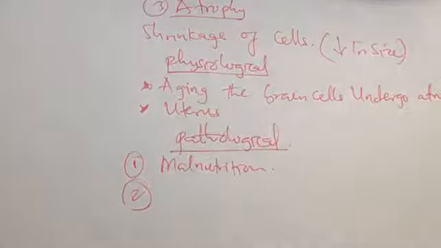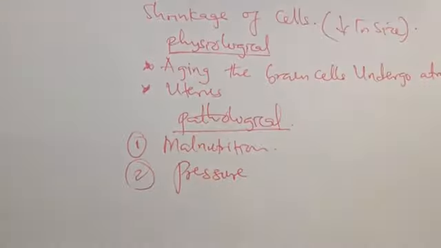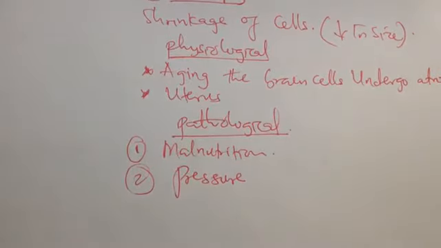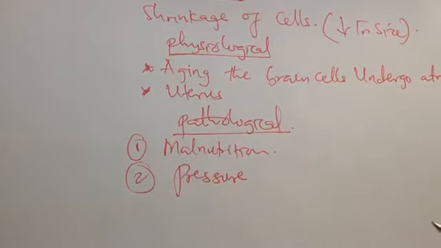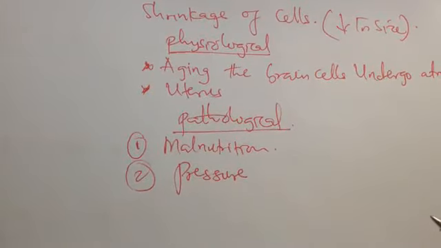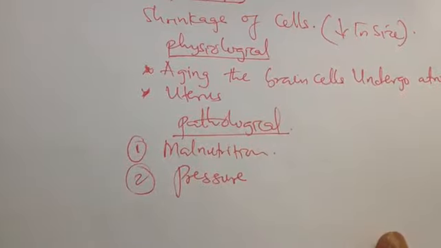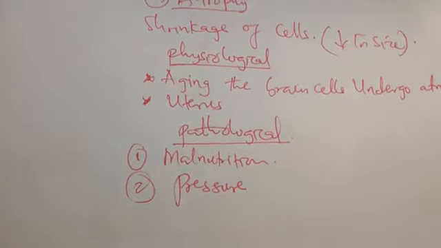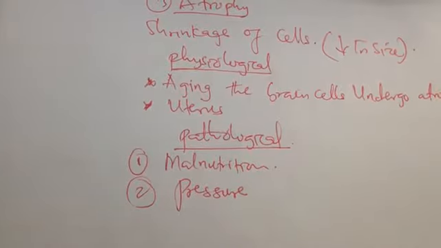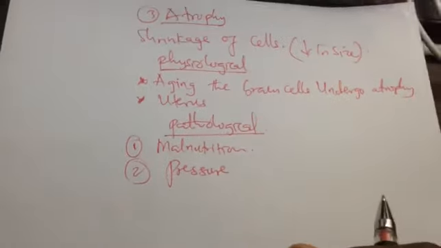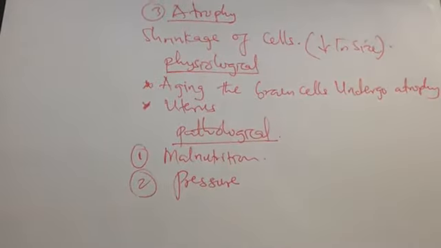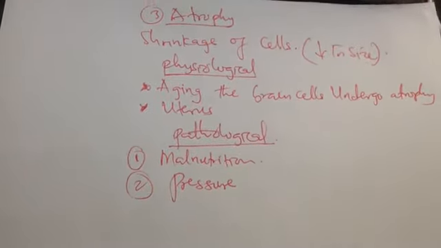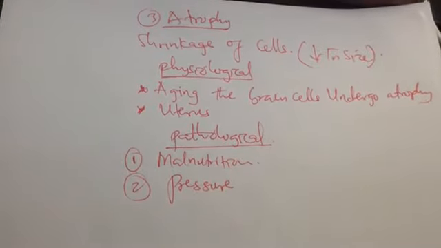And also it may occur due to pressure. For example, if a massively growing cancer grows in an organ, that cancer will exert pressure on that particular organ, so that organ will undergo atrophy because of the pressure that is put against it by the growing cancer. That will make the cells undergo atrophy. So you see the organ decrease in size.